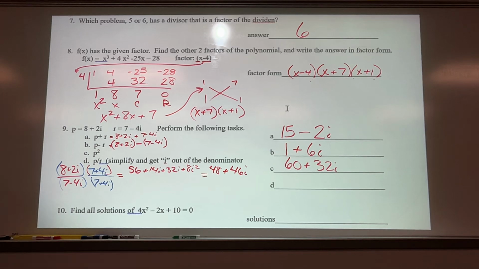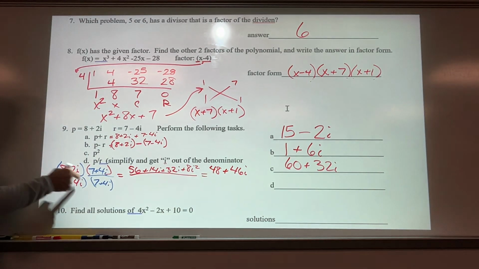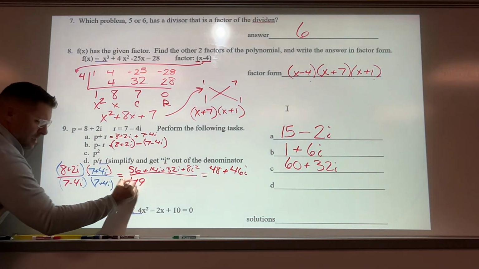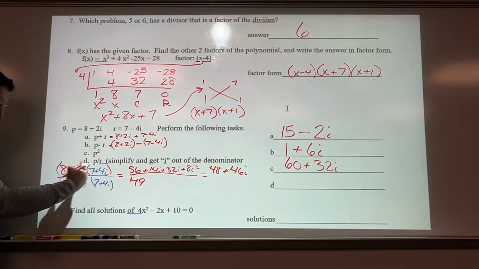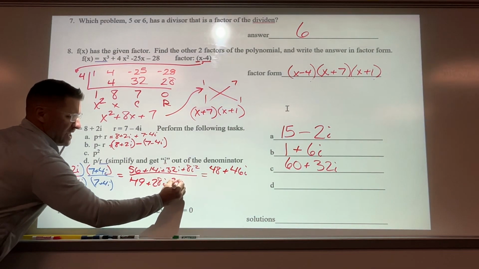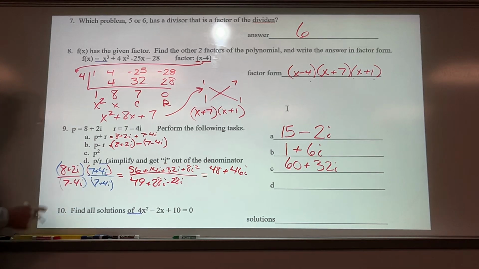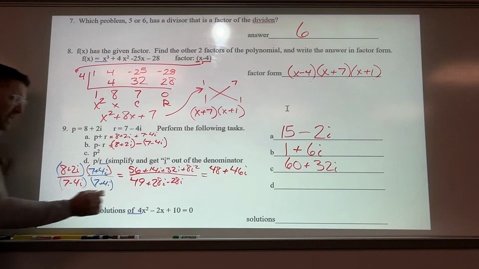Actually, I have it on a key. Yep, that's right. On the bottom, I get 49. That and that are going to wipe each other out. It's plus 28i and minus 28i. That's the middle terms. And then 4i and 4i, that's negative 16i squared.